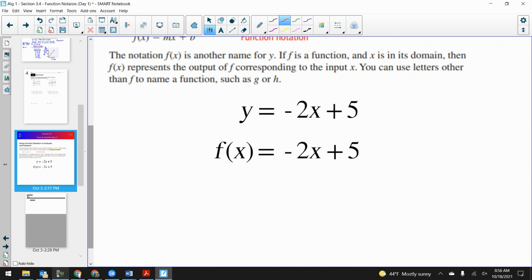Negative 2 times a plus 5. So f of a would be negative 2 times a plus 5. F of c, negative 2 times c plus 5. F of 5, negative 2 times 5 plus 5. F of 21, negative 2 times 21 plus 5. So all I'm doing there is just taking out x and inputting either a different letter or a different number, okay?